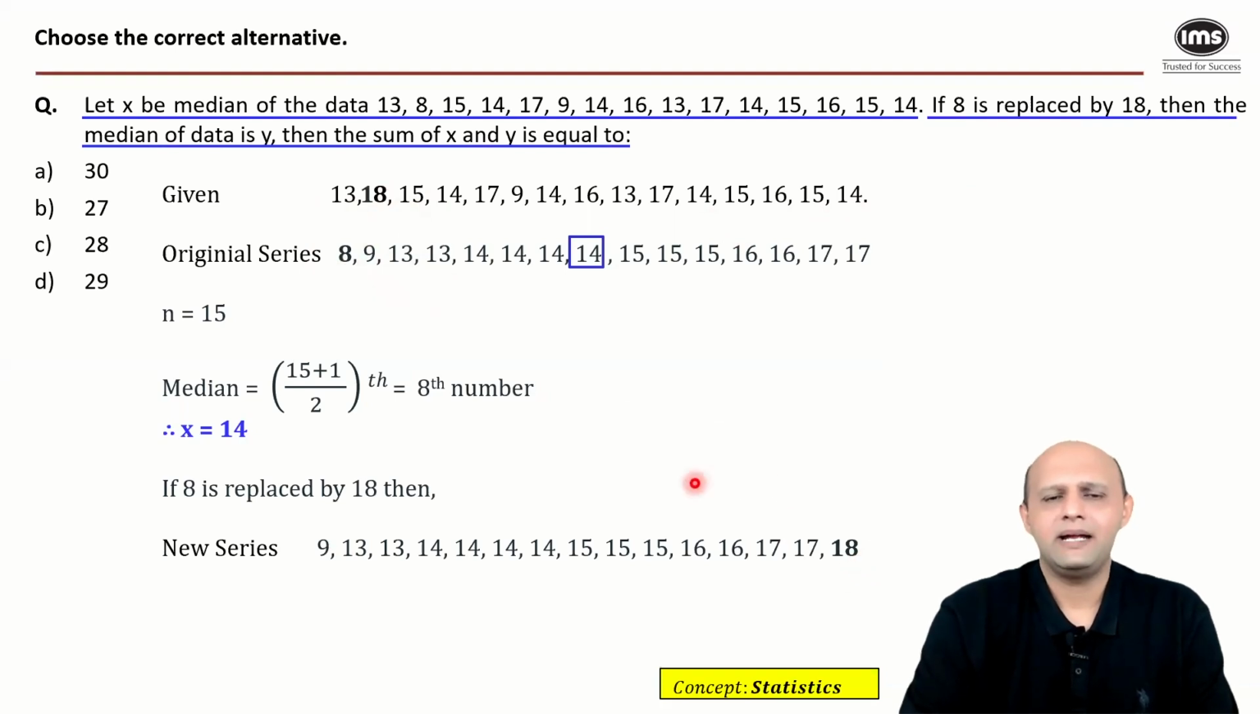Would that impact the median? Yes, it would. Because here, 15, which is the 8th term, would be the median. Number of terms are still 15, but the middle term, which is the 8th term, would change. So, what is the value of y? The value of y is 15. And therefore, the sum of x and y is going to be 29. So, what's the answer to the question? Option D, 29.